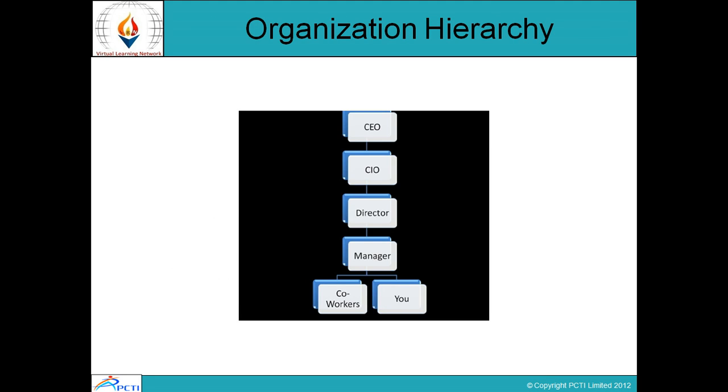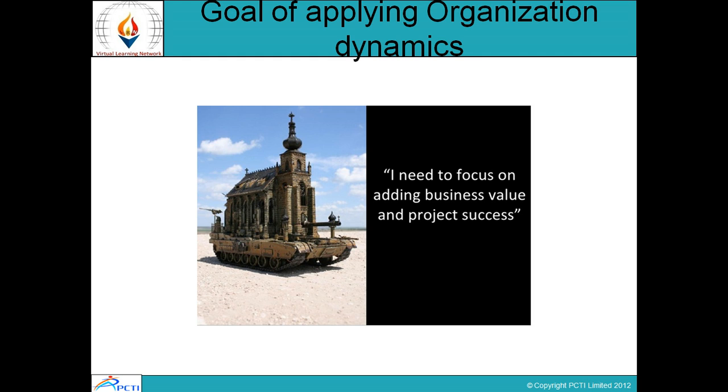Organization hierarchy in the driving part of organization dynamics involves the CEO, that is Chief Executive Officer, and the CIO, Chief Information Officer. In the next hierarchical level, there are the Director and Manager, and you. So co-workers are at the bottom of this organization hierarchy, and at the top there is the CEO, that is Chief Executive Officer.